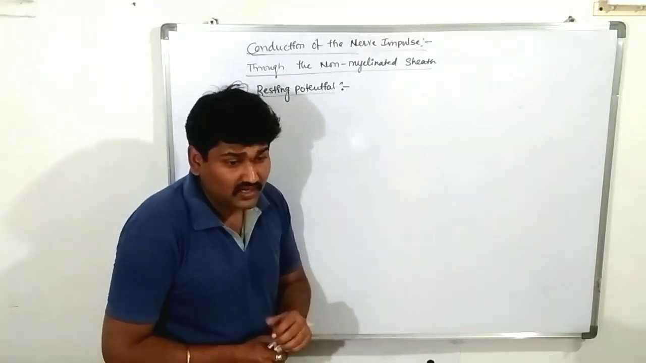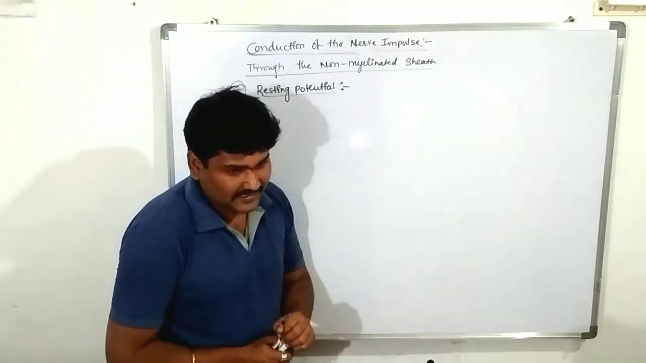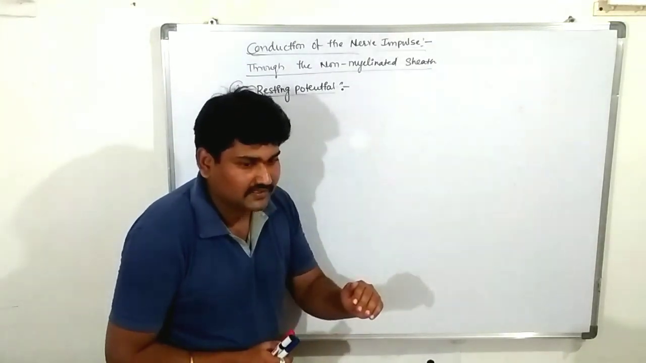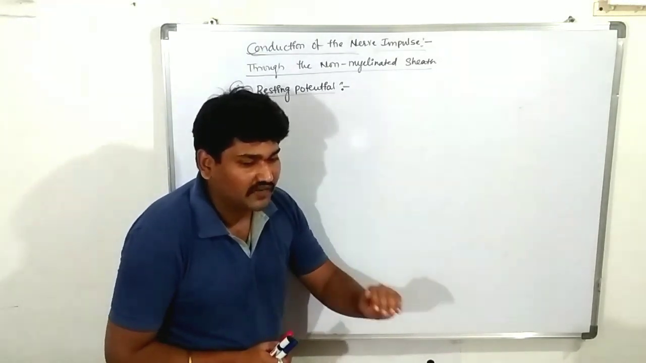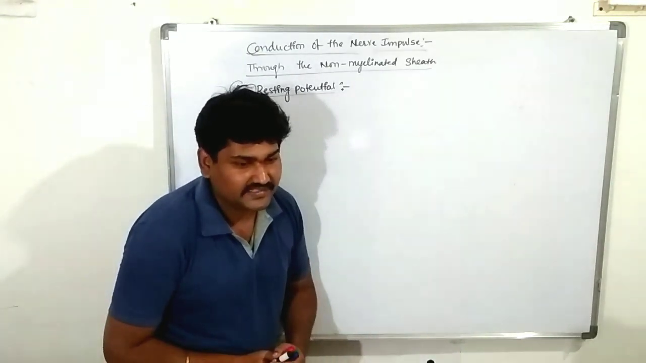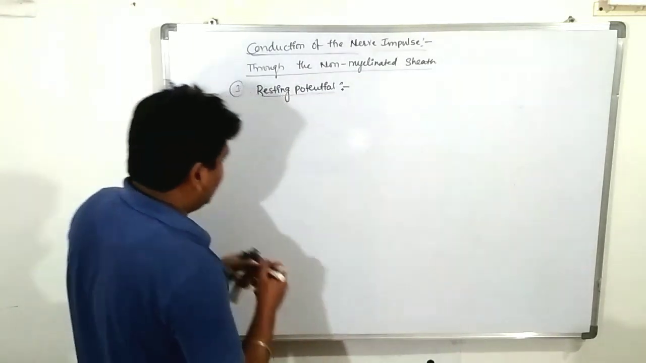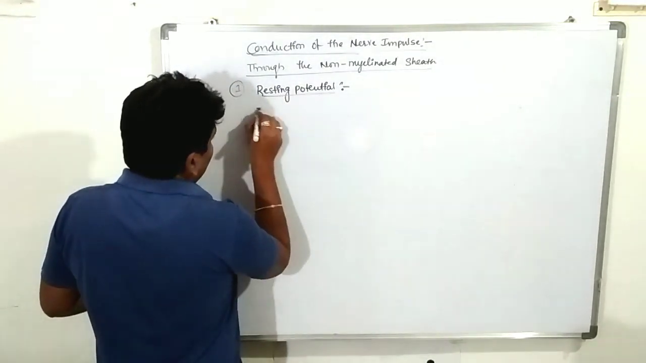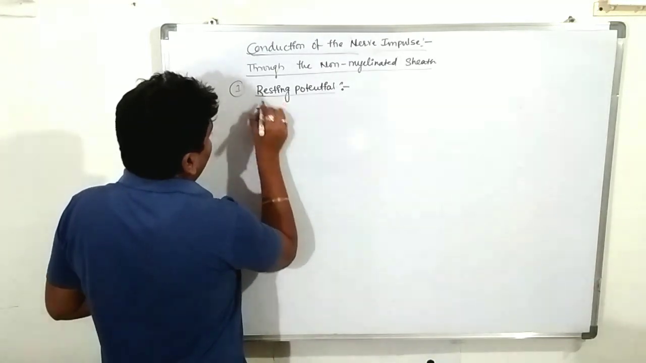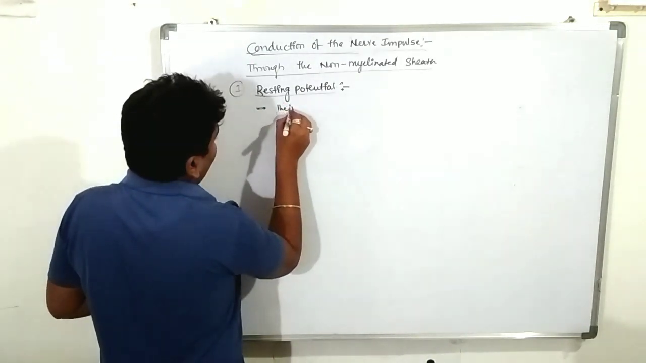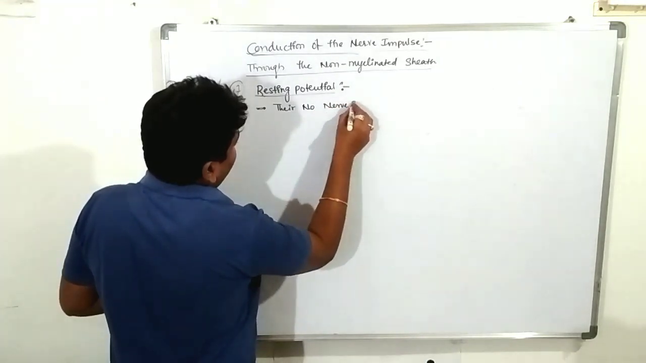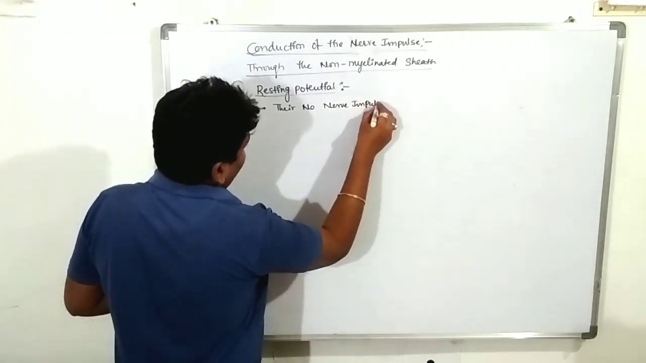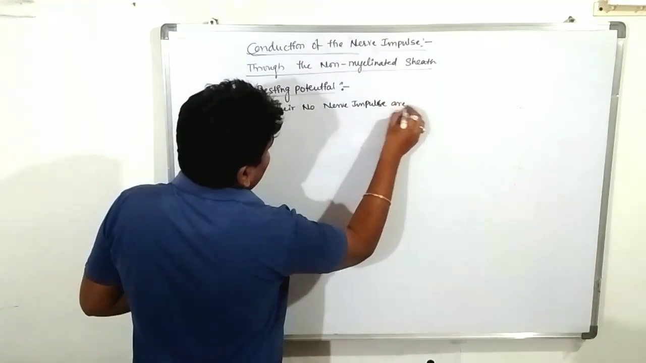What is the resting potential? There is no impulse and no stimulation. The nerves are always in resting position, so there is never any exchange of their ions. That condition is called the resting potential. It means no nerve impulse is generated.